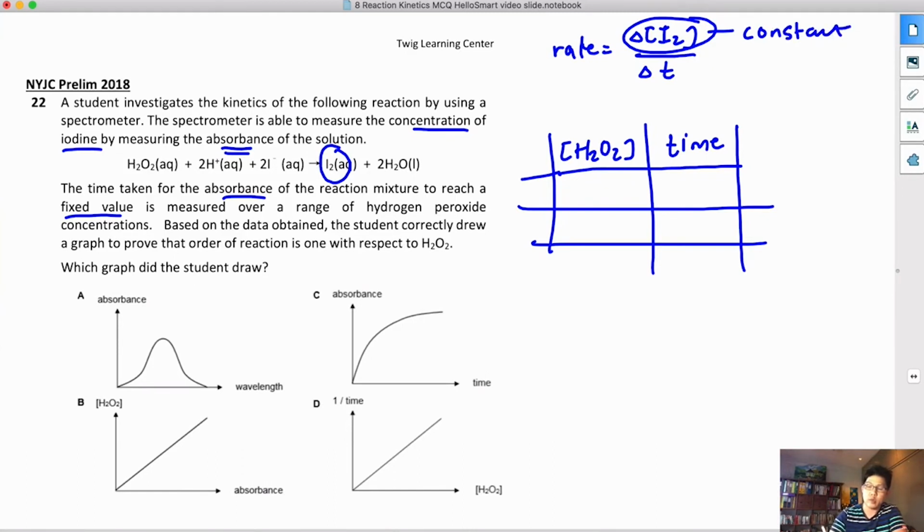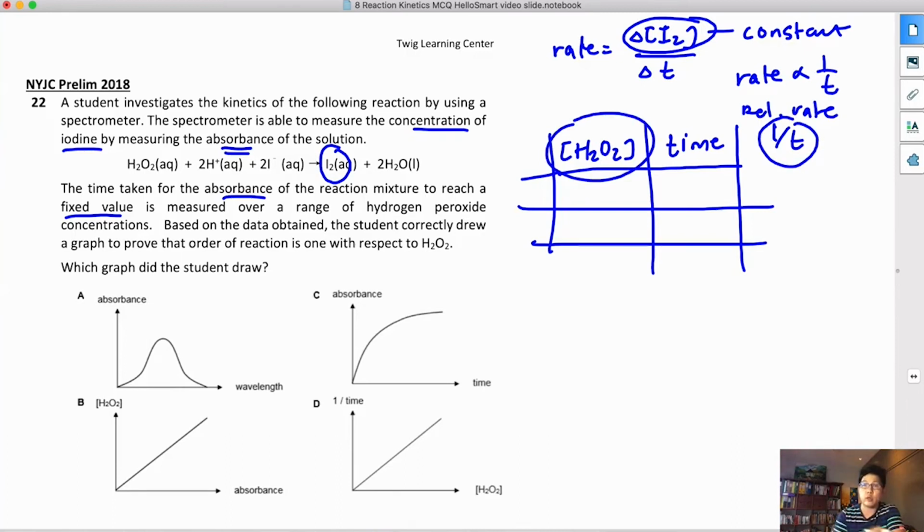So now you can see the rate will be proportional to 1/t. The numerator is constant, so it's just time dependent. So you need one more column for 1/t, which I would call the relative rate, but it's still the rate. What you need to do is plot a graph of rate versus concentration of H2O2 in order to find the order of the reaction with respect to H2O2.